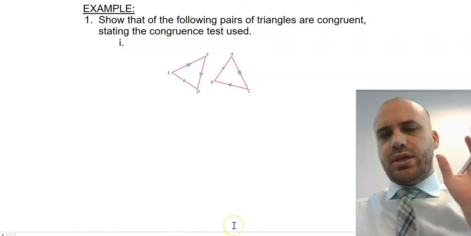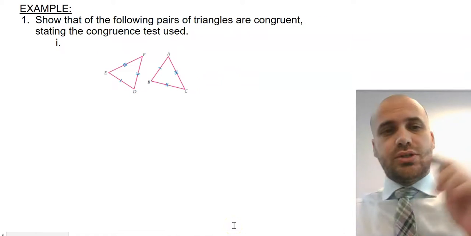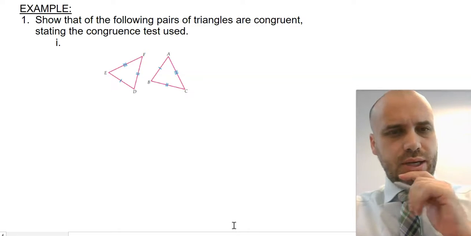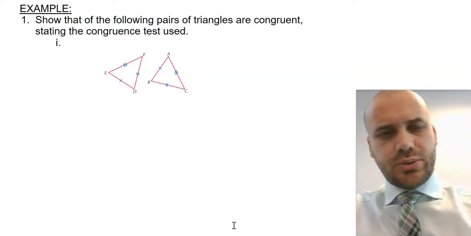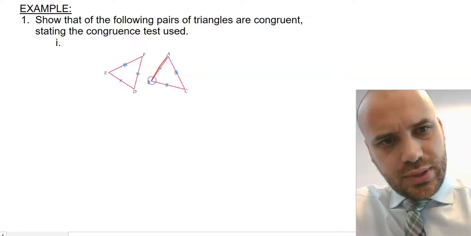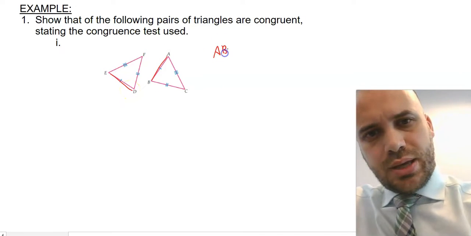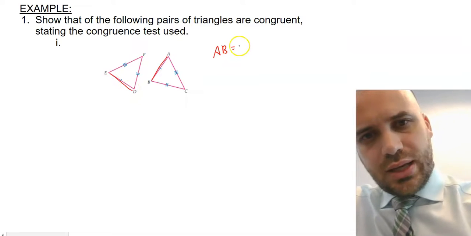So heaps of examples here. We're going to be looking at triangles and figuring out whether they are congruent or not. So here's our first example. Now, how am I going to figure out whether this is congruent? Start matching things up. So we can see that this side is equal to this side. So we can say that side AB is equal to side ED.